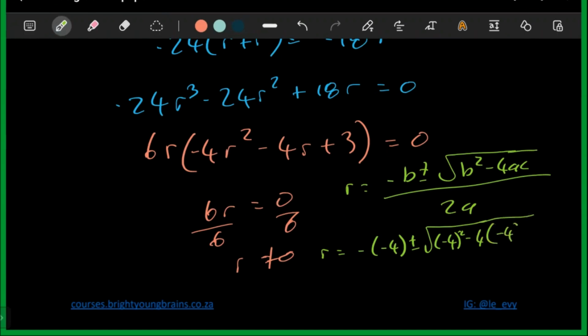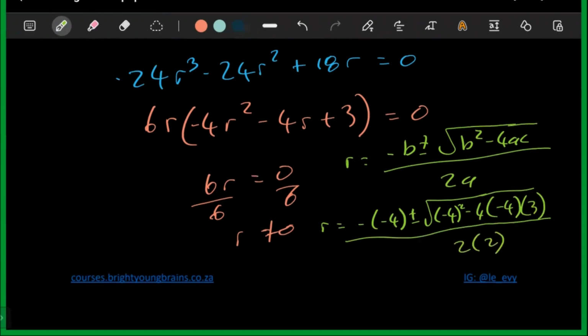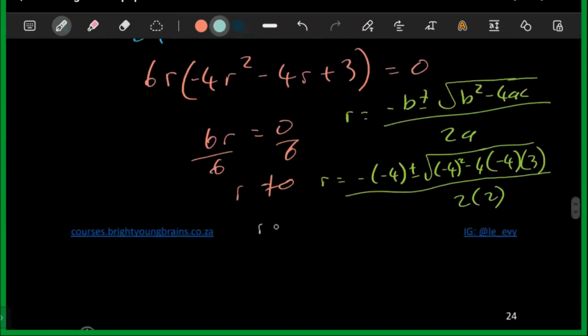Negative 4 there, and then plus 3 here. Whole thing over 2 times a. So this you can just get in your calculator. Let's see what the calculator gives us.